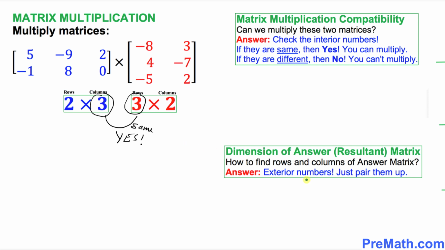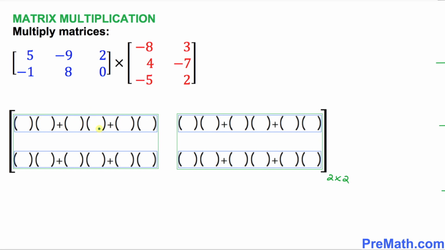And in this next step, we are going to find out what our answer matrix is going to look like. What is going to be the dimension of our answer matrix? For that, we are going to focus on the outside numbers, these exterior numbers, 2 and 2, as you can see. I want you to just match them up. This is going to become 2 by 2. That means our answer matrix is going to have 2 rows and 2 columns. And here is the roadmap of our answer matrix.